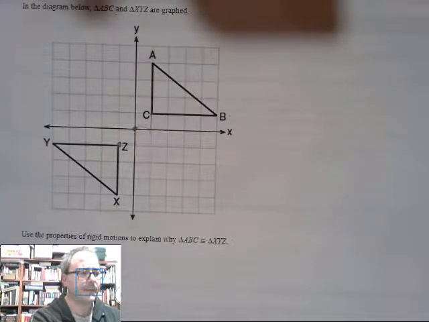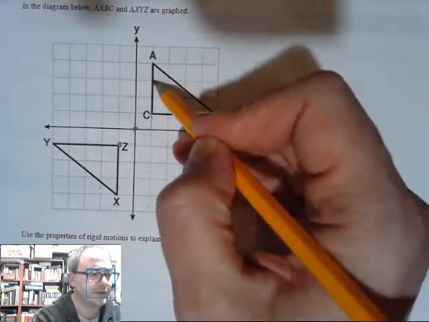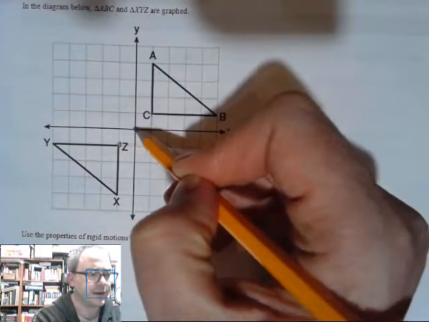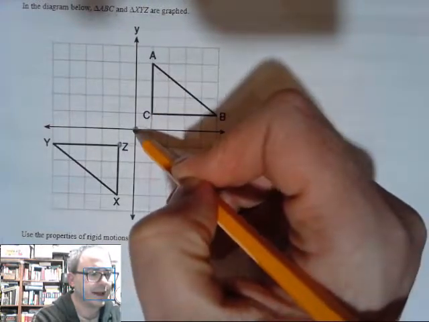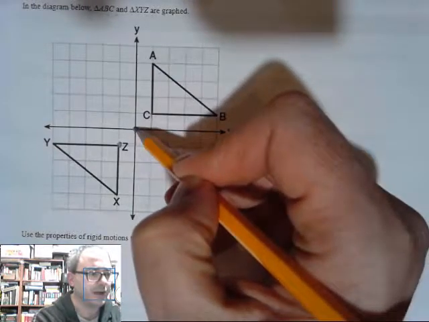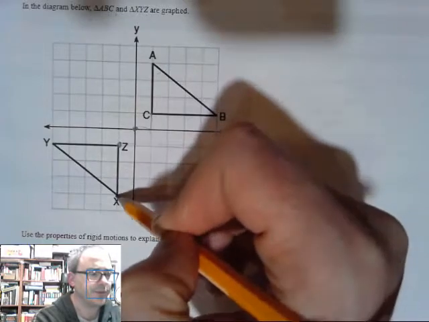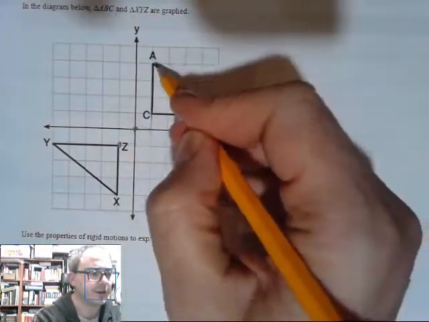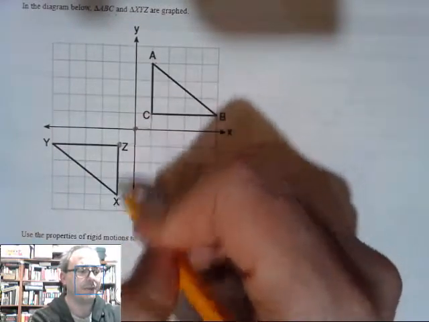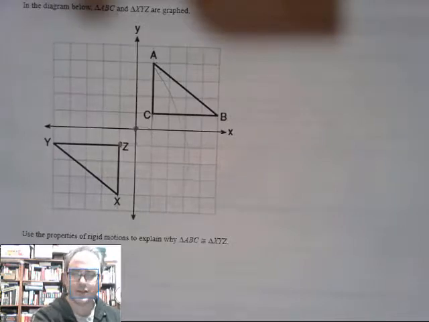Could be either or. A, I'm noticing to get from A to my center, I go down 1, 2, 3, 4, left 1. So down 4, left 1. And then to get to my next point, which A would be corresponding to, I would go left 1 and go down 4. 1, 2, 3, 4. There's X. A and X are corresponding points. And this would also be either a point reflection or a 180 degree rotation.